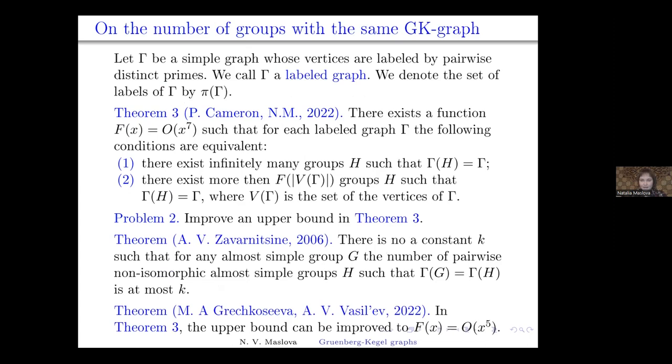And here we have some more interesting results. Take some graph and say that this graph is a labeled graph if its vertices are labeled by pairwise distinct primes. And Peter Cameron and I have proved that there is a polynomial function. We have constructed a function of degree at most 7, such that for each labeled graph, the following statements are equivalent. There are infinitely many groups H with the same Gruenberg-Kegel graph as our labeled graph, and there exist more than the value of our function of the number of vertices of the graph groups H such that the Gruenberg-Kegel graph coincides with our labeled graph. And there is a problem to improve this bound.